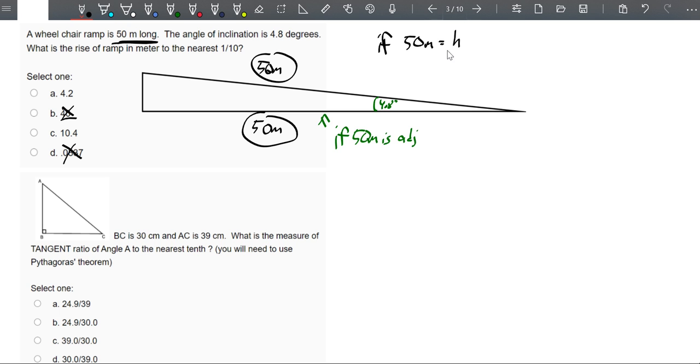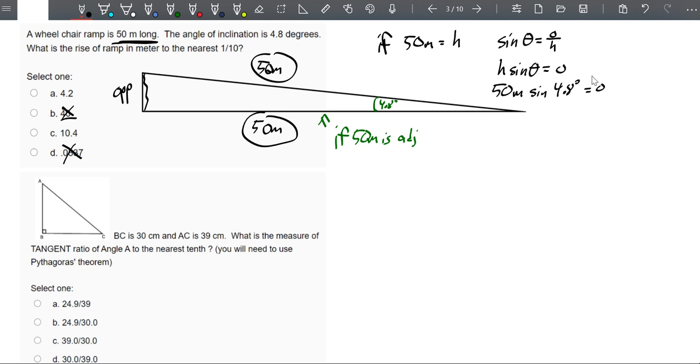So if it is the hypotenuse, and we want the rise of the ramp, so how high it goes up, that is our opposite. If this is a hypotenuse, then we've got opposite and hypotenuse to play with. We would do sine. And we're looking for our opposite side. So we would solve for opposite, and the opposite might be 50 meters times the sine of 4.8 degrees.